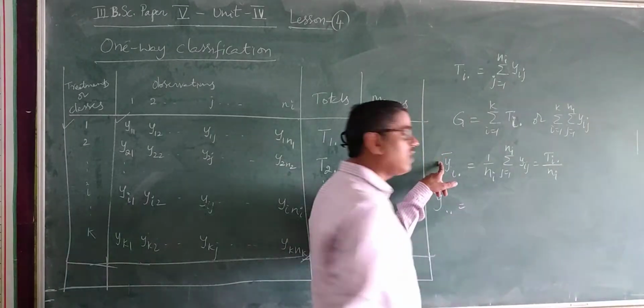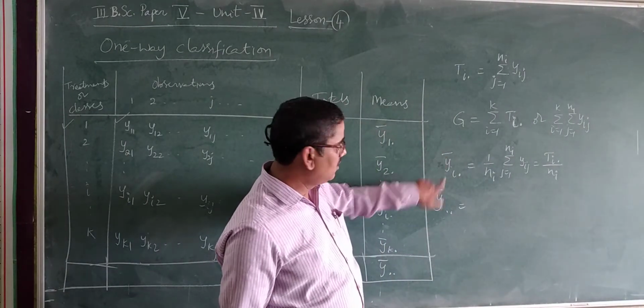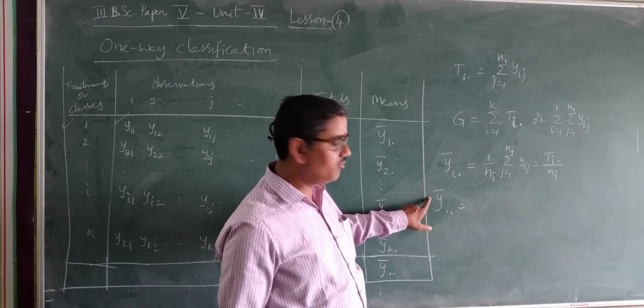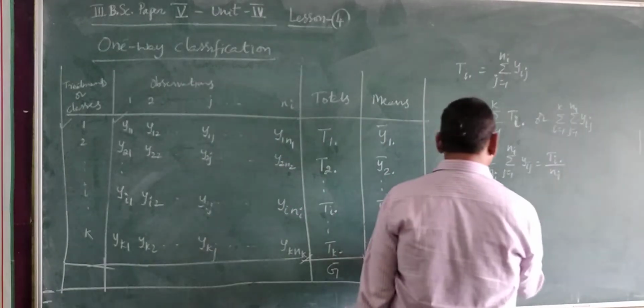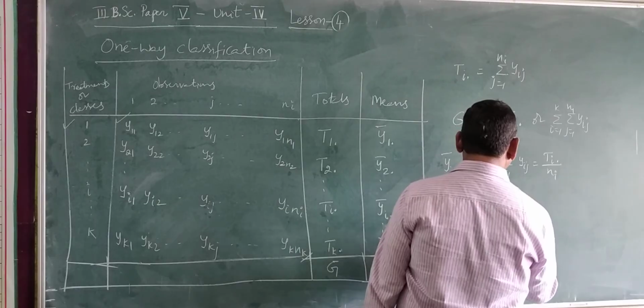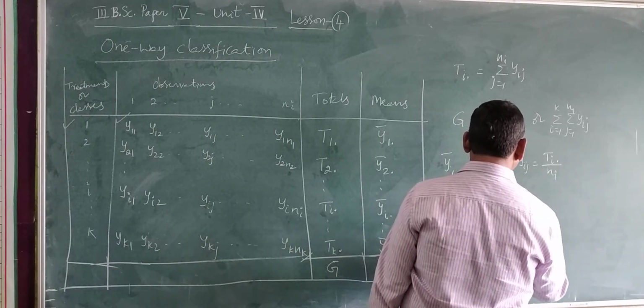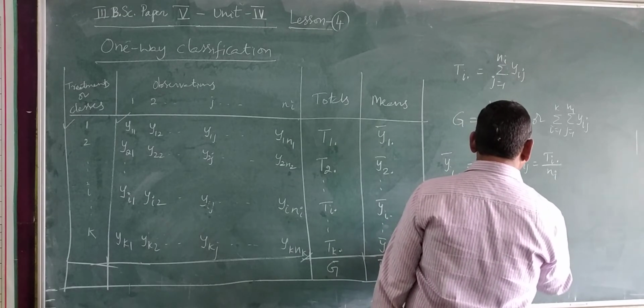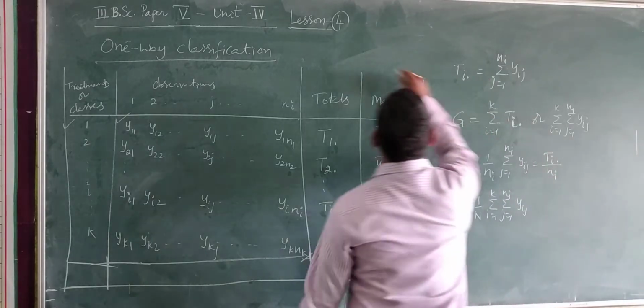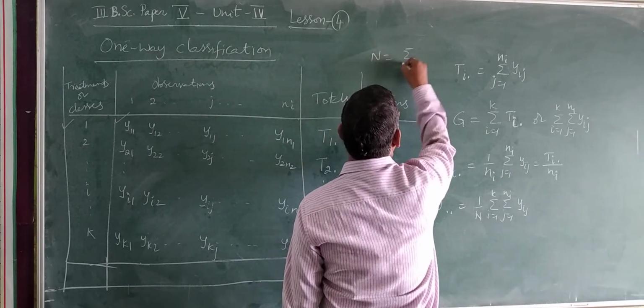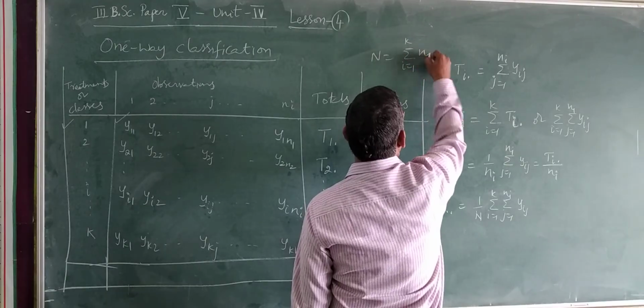This is the mean of the ith class, y bar i dot. For y bar dot dot, the overall mean, the formula is 1 by capital N summation i is equal to 1 to k, summation j is equal to 1 to ni yij. And what is capital N? Capital N is equal to summation i is equal to 1 to k ni.